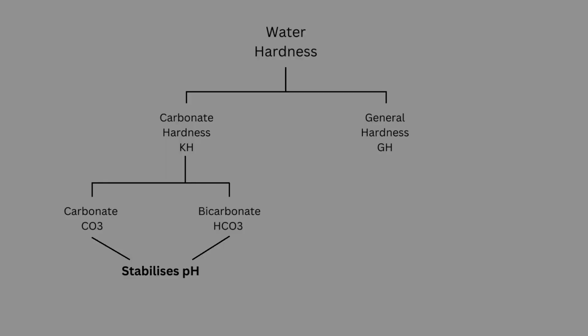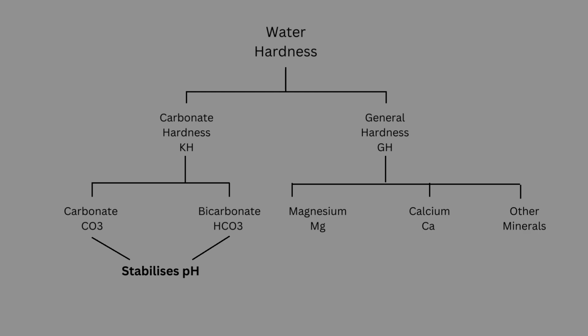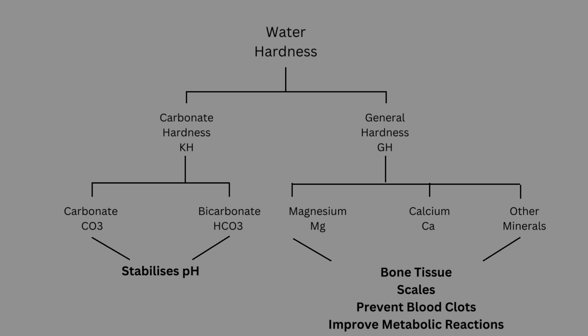General hardness refers to the mineral content of the water. As water runs through mineral-rich rocks such as limestone, the minerals are dissolved into the water. The term for water with little mineral content is soft water, and some fish, such as carp, thrive in waters with a high mineral content, as long as the hardness comes from calcium and magnesium, which help the fish to create new bone tissue, scales, blood clots, and metabolic reactions.